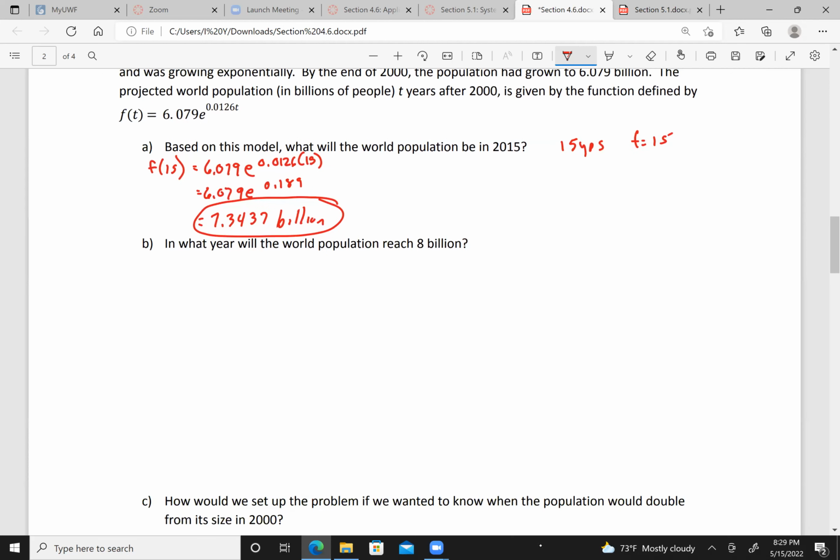In what year will the world population reach 8 billion? So that means that 8 equals 6.079 e to the 0.0126 t. Okay, so we can divide both sides by 6.079.